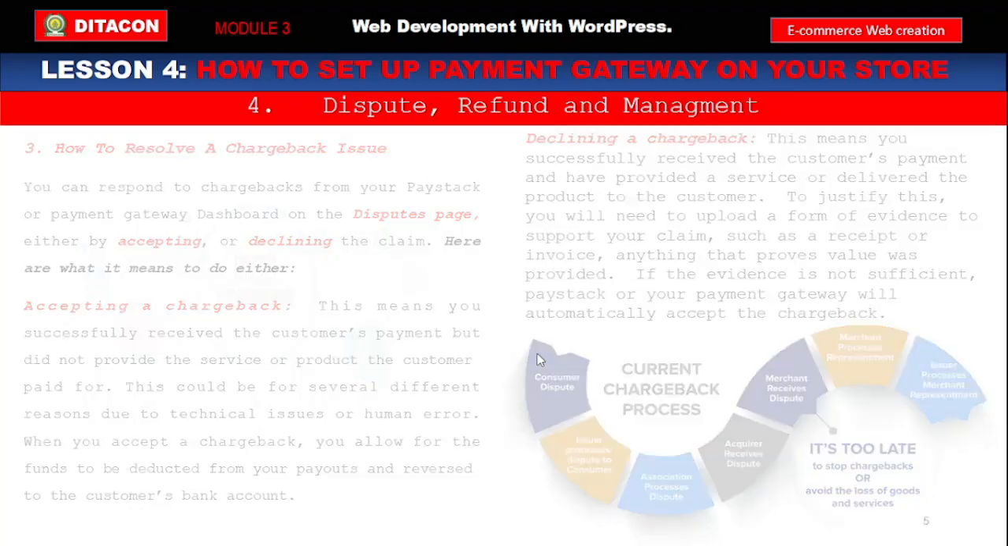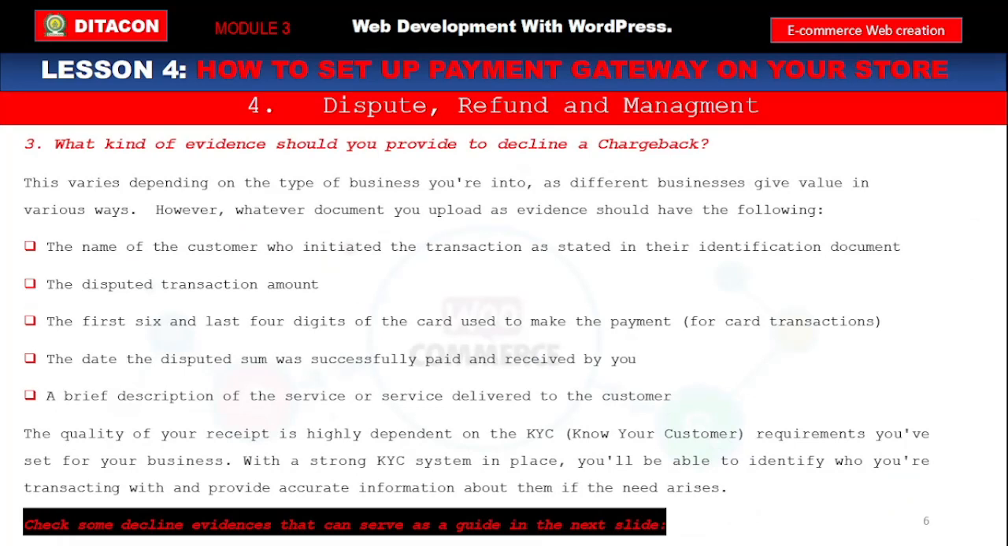Let us move further. So what kind of evidence should you provide to claim a chargeback? The first thing here is that this depends on the type of business you are into, as different businesses give value in various ways. However, whatever documents you upload as evidence should have the following. Whatever business you are into, there are some most important things that are supposed to appear on the evidence paper you present to defend yourself.